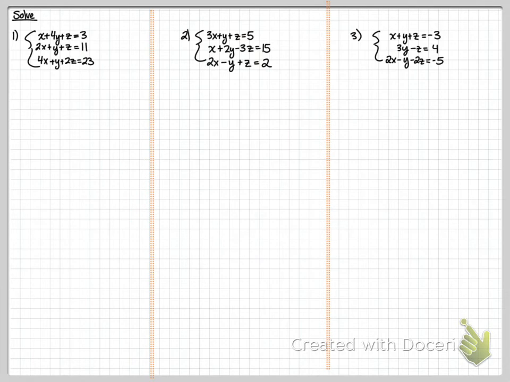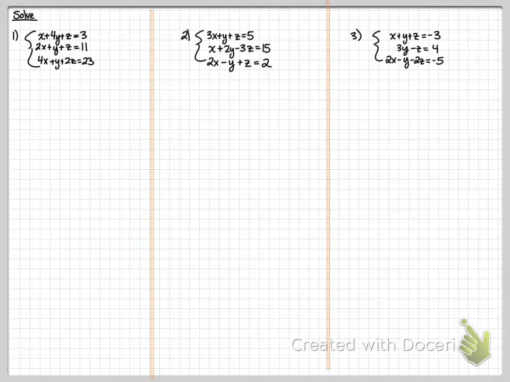So we have 3 problems. These are the only 3 problems we're going to do for these notes. So let's take a look at number 1. It says x plus 4y plus z equals 3, 2x plus y plus z equals 11, and 4x plus y plus 2z equals 23. So we have x, y, and z in this equation. And we have 3 equations instead of 2.